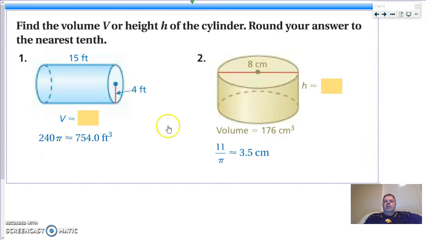times pi. In the second one, we had 4 squared, which gave us 16. Therefore, we are going to take 176 divided by 16, and that will give us 3.5 centimeters.